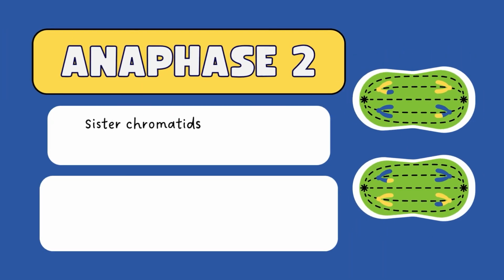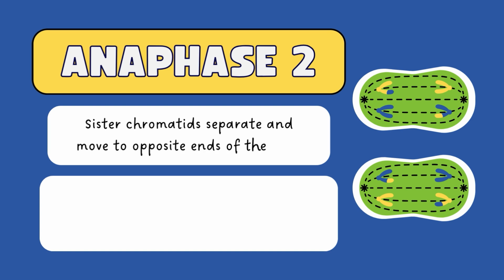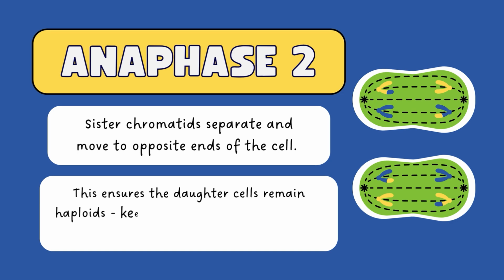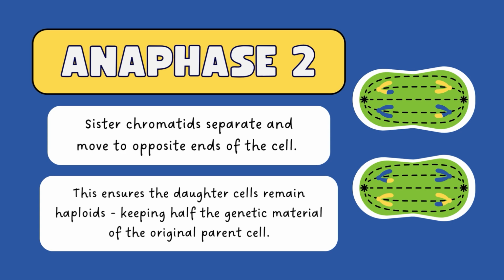Next, let's look at anaphase 2, which is the second to last phase of meiosis, or the seventh phase. Now, what happens in anaphase 2? Sister chromatids separate and move to opposite ends of the cell. This ensures the daughter cells remain haploids, which means that they keep half of the genetic material of the original parent cell.